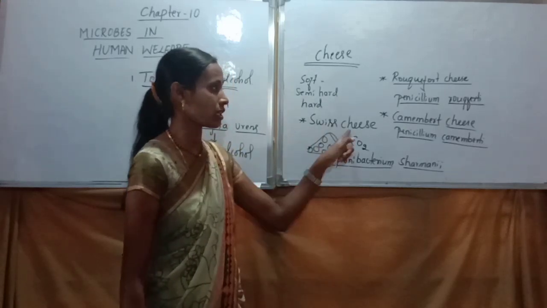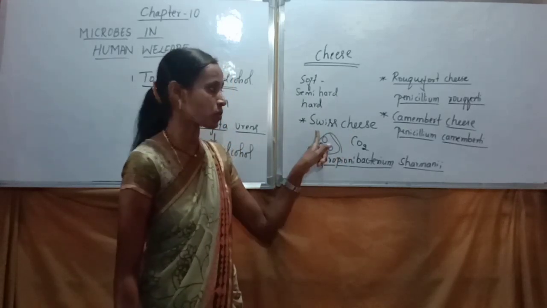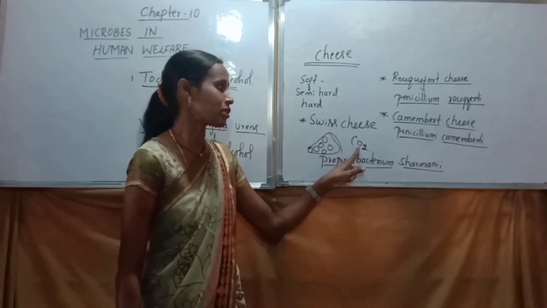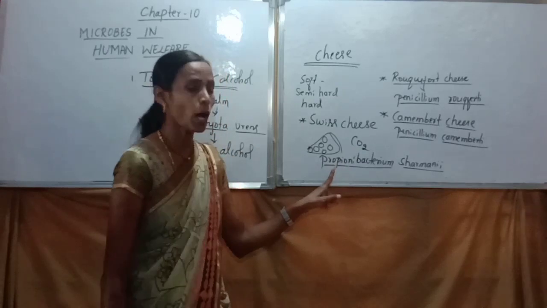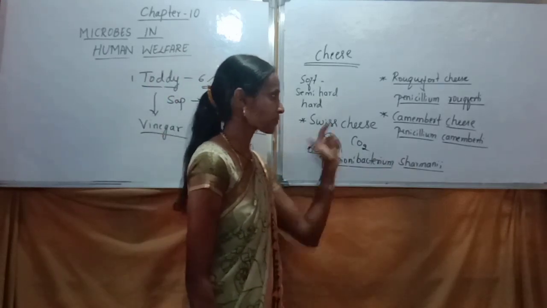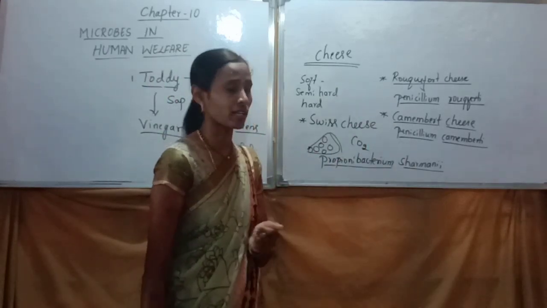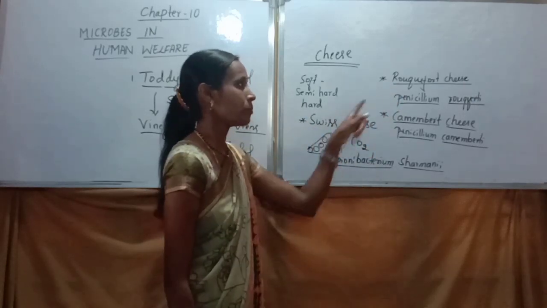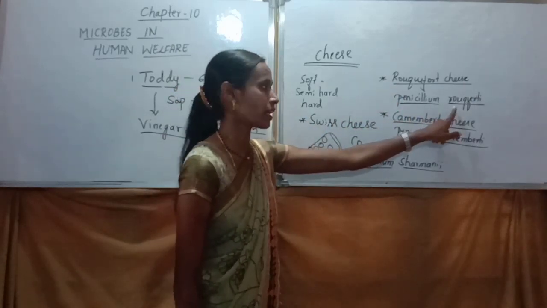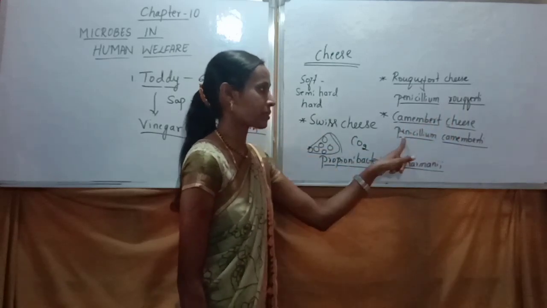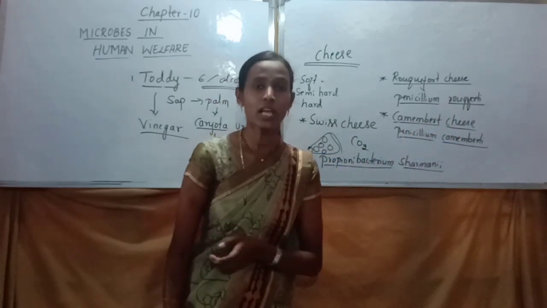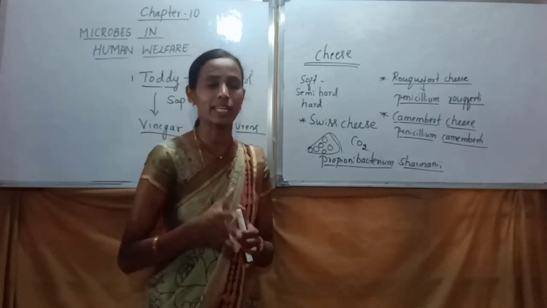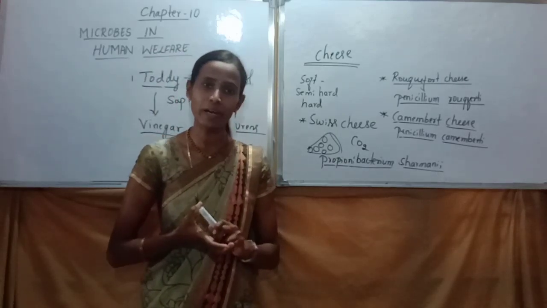So in the Swiss cheese, the large holes are due to the production of a large amount of carbon dioxide, which is produced by a specific bacterium, Propionibacterium shermanii. And the Roquefort cheese has a specific color as well as a flavor because of the Penicillium roqueforti. And Camembert cheese is ripened with the help of Penicillium camemberti. So these are certain different types of cheeses which mainly depend upon the type of microbe involved.